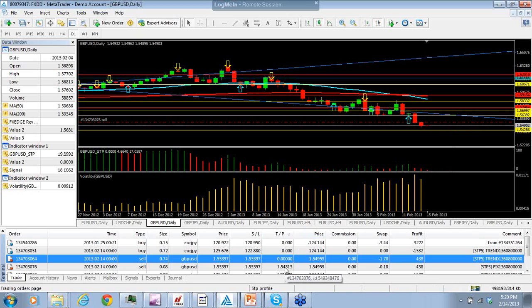Okay. We're looking for a first TP at 154.31, so we're about 60 pips away from that, and so we'll have to wait and see. We're looking for 100 pips on this pound dollar take profit.